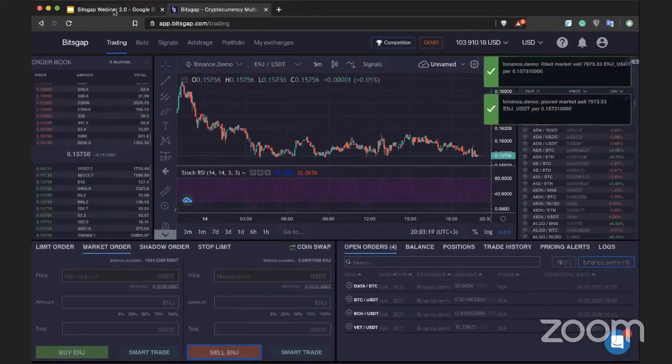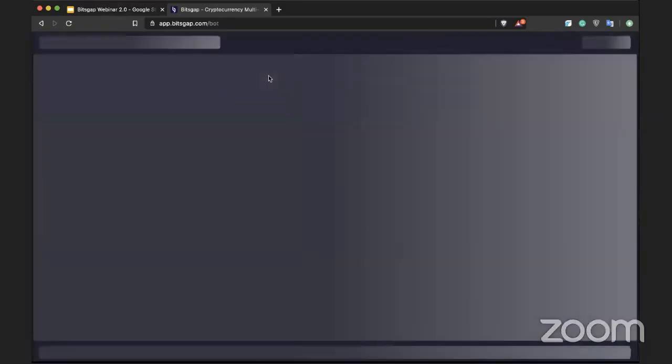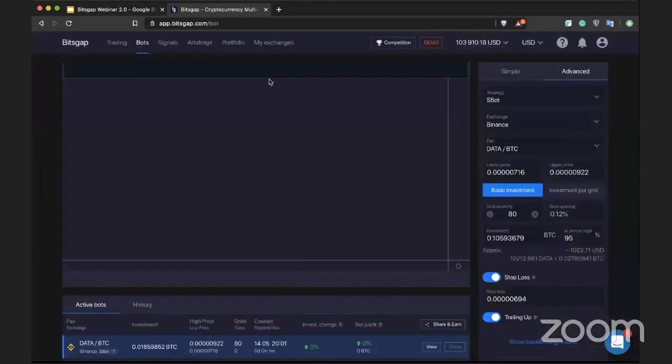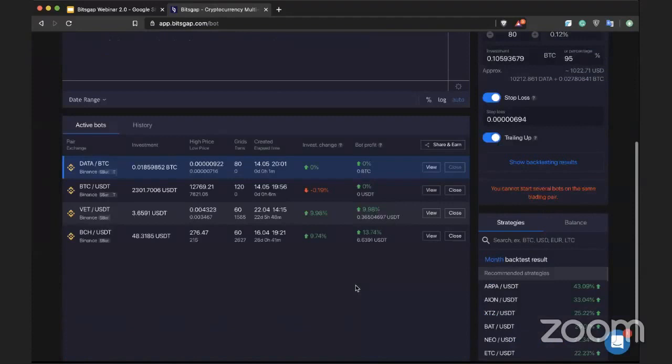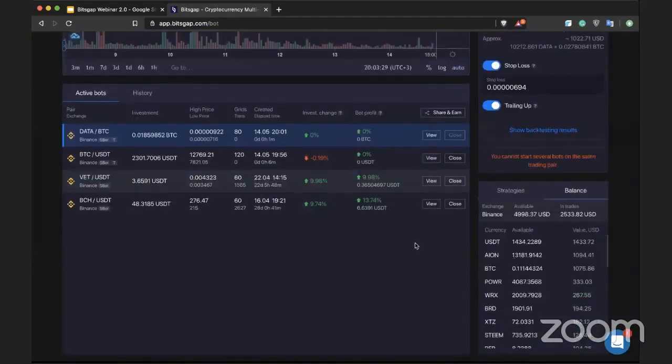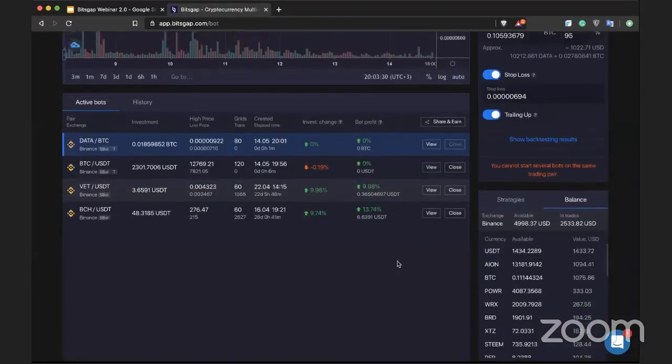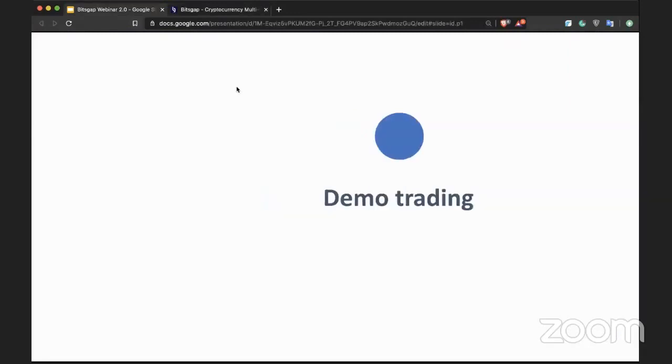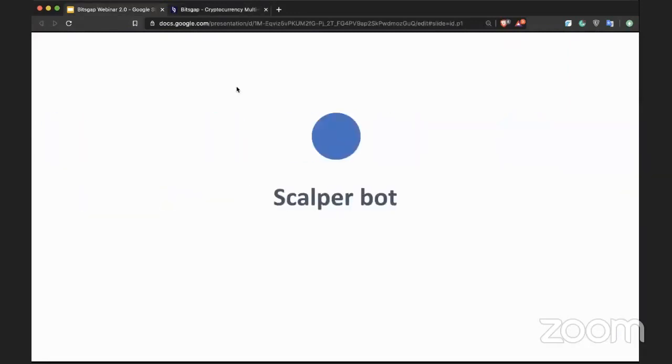So now I don't have NG at all, and that means that I have now more USDT, and that now I'm not affected by the NG price swings. So that's the demo trading, which you can use to optimize your trading and to discover your own trading strategies.